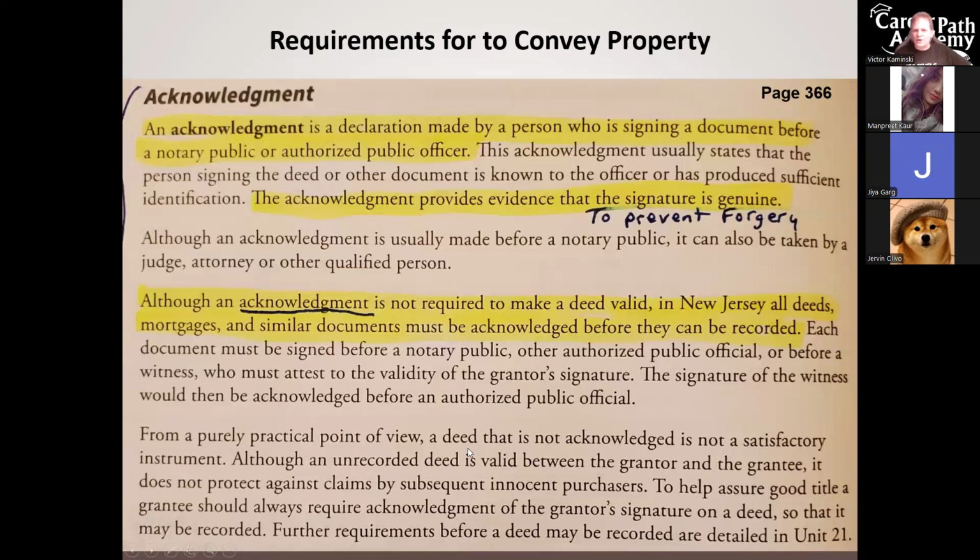From purely a practical point of view, a deed that is not acknowledged is not a satisfactory instrument, because we have not proven that the right people signed it. So although an unrecorded deed is valid between the grantor and the grantee, it does not protect against claims by subsequent innocent purchasers. So if you had a seller, they signed a deed, they name you as the buyer in the deed, and they hand you the deed. Is that a valid deed? Are you now the owner of the property?